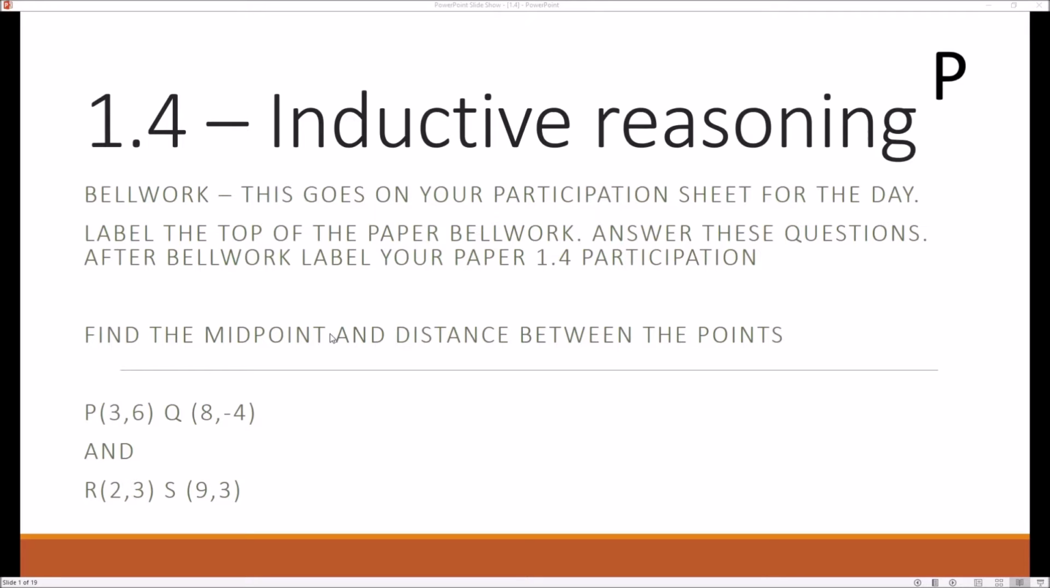There's no graph here. The other video had graphs, but we can just start right off on the points this time, so you don't have to look at the graphs. You have P and Q and R and S. So you're going to find the midpoint of PQ. You're going to find the distance between P and Q. Then you're going to do it for R and S for both of them again.